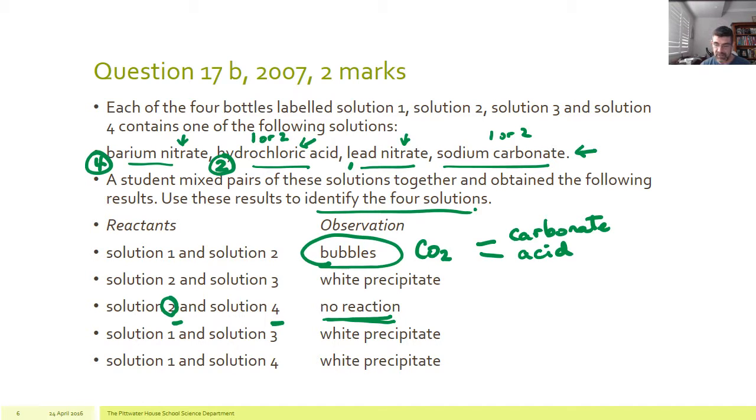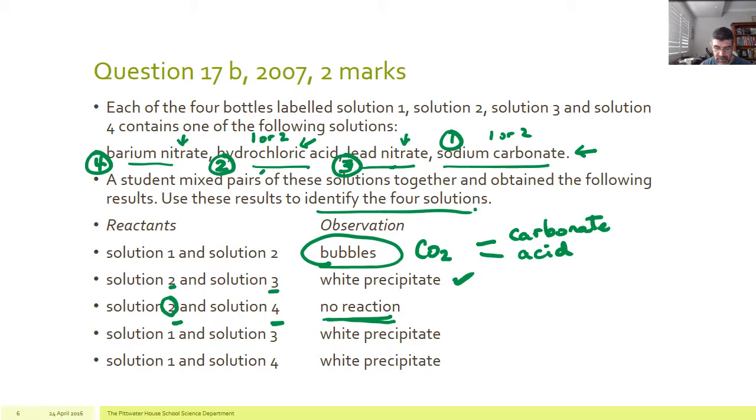Now, by a process of elimination, that means the sodium carbonate must be 1 and the lead nitrate must therefore be 3. What you can then do is go through and double check each of your observations to make sure that this is correct. So if we put 2 and 3 together, we're putting the hydrochloric acid with the lead nitrate. And I just mentioned that the lead chloride will give you a precipitate, so that works out okay.